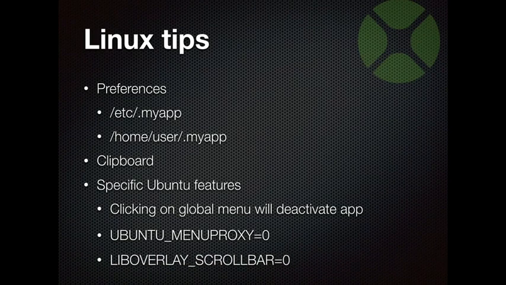Another environment variable that's handy is this overlay scroll bar. On Ubuntu, the scroll bar itself is not visible until you mouse over it, which is fine, but if you want to test on Ubuntu and make sure your content looks okay in other distros, you can also disable this feature by adding this environment variable.